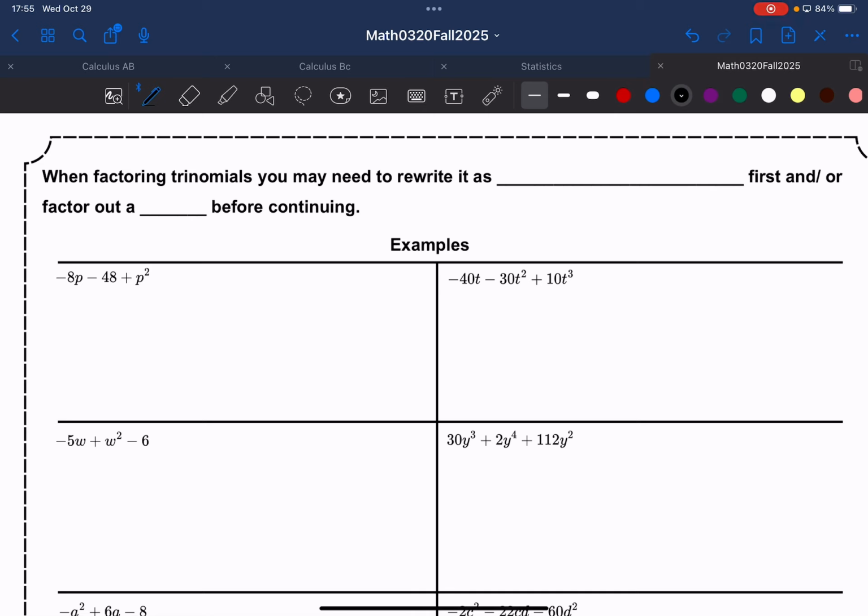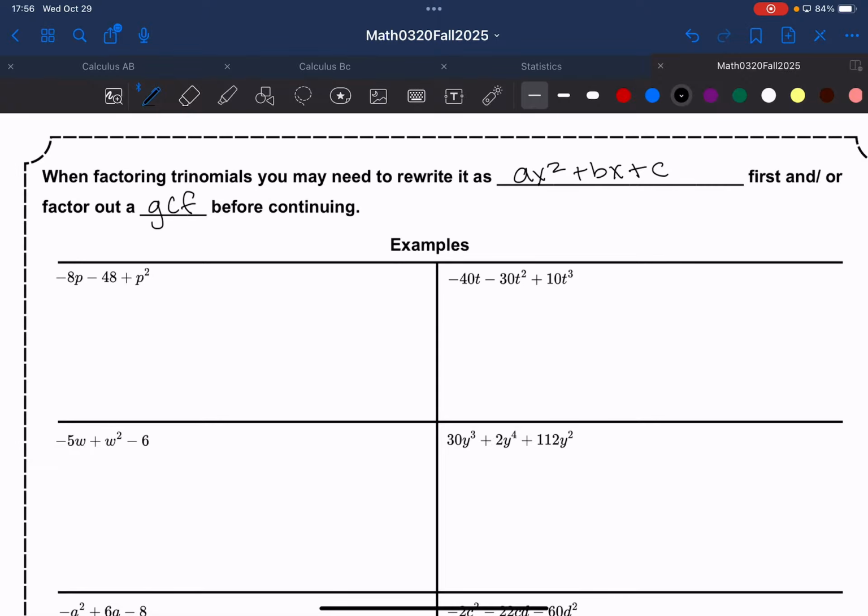Okay, so it says when factoring trinomials, you may need to rewrite it as ax squared plus bx plus c first, and/or factor out a GCF before continuing. So if it's not in the correct order where it's x squared, then x, then our number, then we have to first write it in that order. And then if we see values higher than squared, then that tells us we need to take out a GCF first before we can factor.